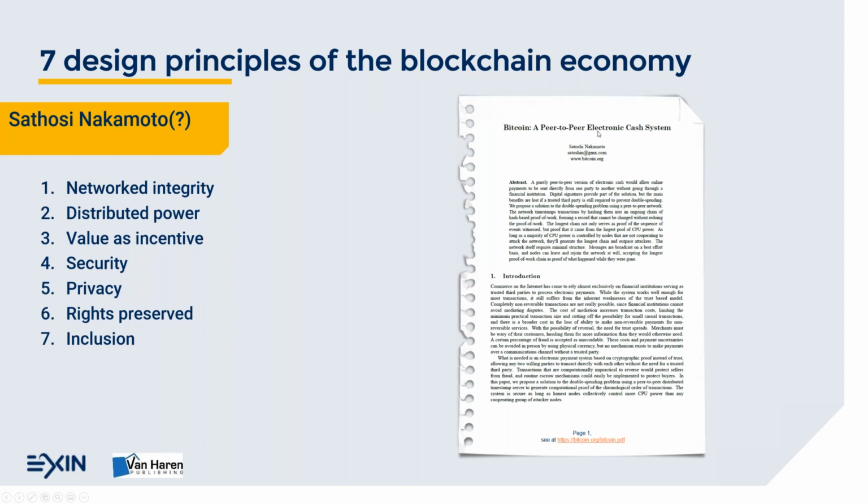In this document and later documents, the seven design principles were written, and basically I'm going to go through them with you. Blockchain technology. The network is a very important part of the blockchain. Currently, contrary to two decades ago, everybody is networked. So basically what we can do right now is because there is a huge worldwide network called the internet.